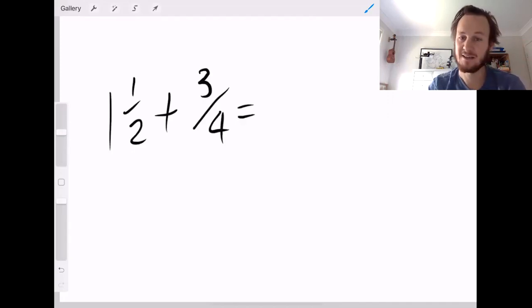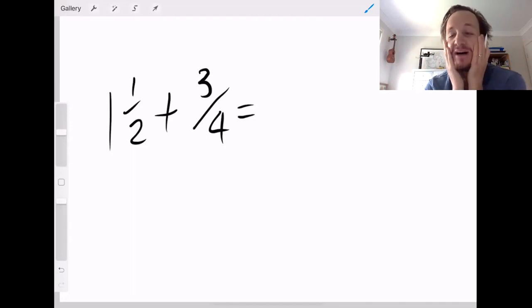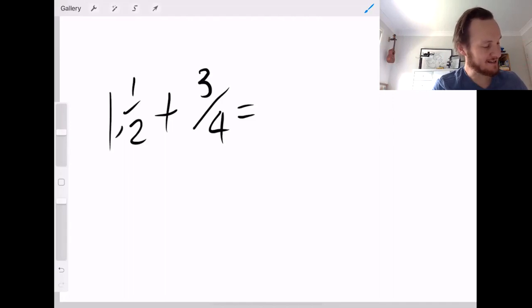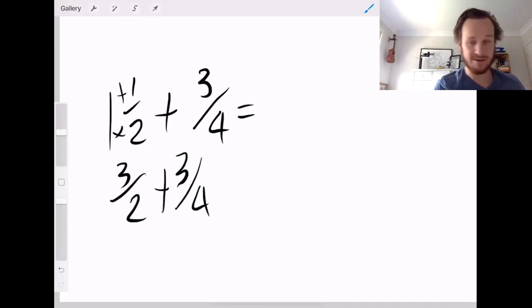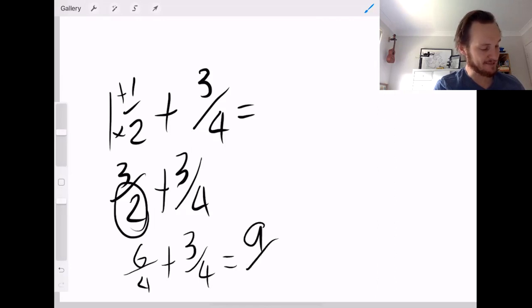okay, you can do one of two things. You can make it into a mixed fraction. What is happening? Lockdown has hit me way too hard. Mixed fraction. Okay. You can do that and then make it so it's 3 over 2 plus 3 over 4. And then you got to find the common one, which means you got to times that one by 2. So it becomes 6 over 4 plus 3 over 4. The answer is 9 over 4.